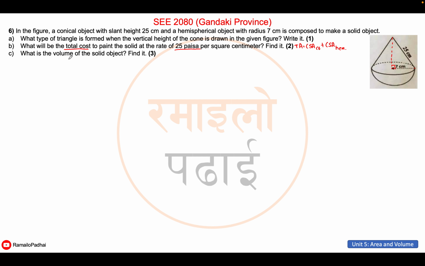And in C, what is the volume of the solid object? So we will find the volume, but to find the volume we will need the height of this cone. So using Pythagoras theorem we will find the height of the cone as well. Okay, so without any delay, let's start the solution.